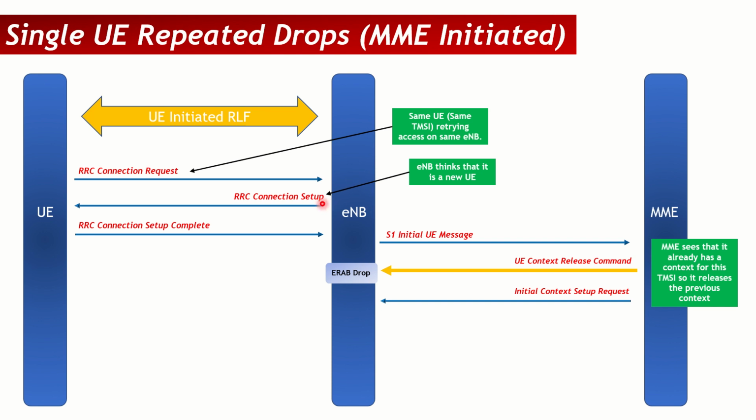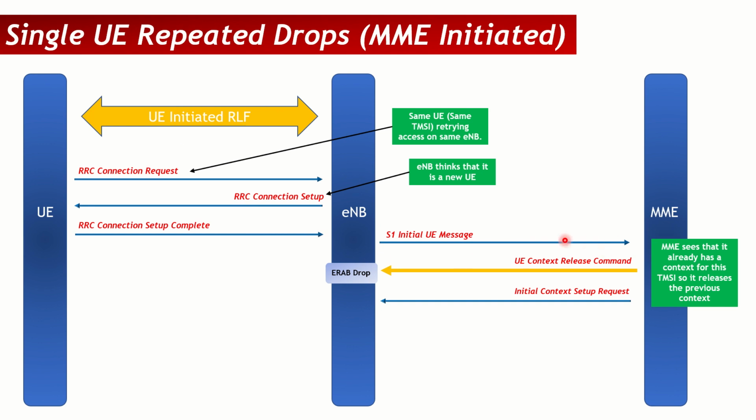So in this case, the eNode B will send RRC connection setup, thinking it's a new UE, so it will give it a new C-RNTI. For the eNode B, this UE is a different UE, not the same UE that is already in the eNode B's context. So this UE will then send RRC connection setup complete, and the eNode B will then send an S1 initial UE message for this UE to the MME.